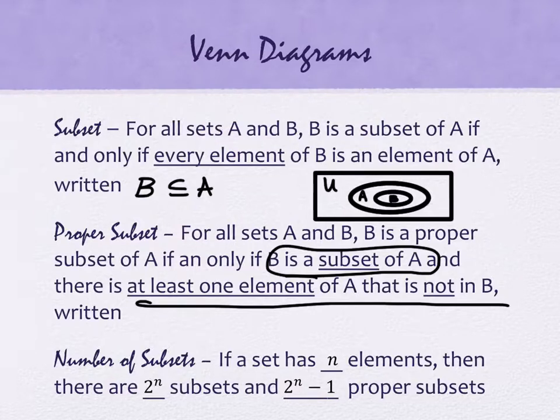So, how do you count subsets? Well, if you have n elements in the set, then there are 2 to the n subsets. And if you remove the one that's actually equal to the set itself, then there's one less, 2 to the n minus 1 proper subsets. And I'm going to do an example of that next, I think. Yep, example 5.